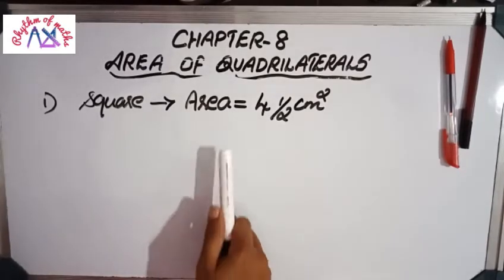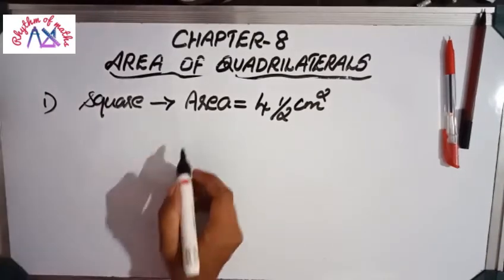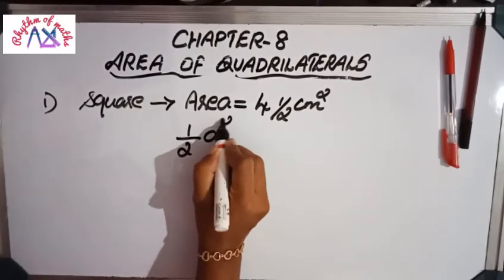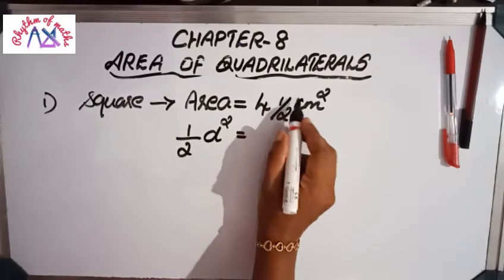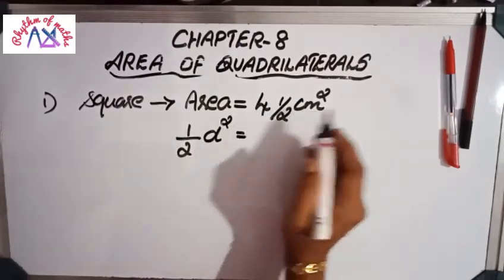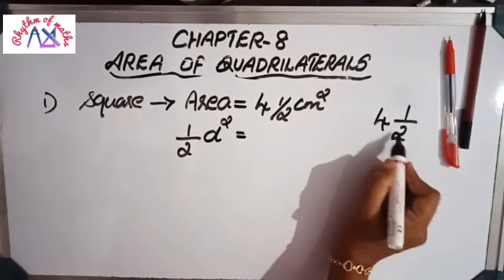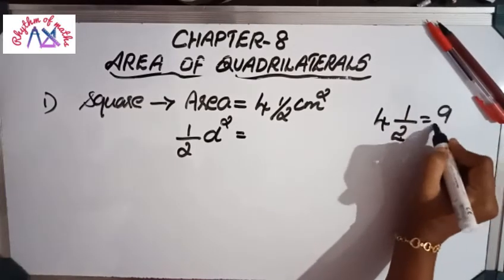Here the side is not possible to find. So let's consider the area equation as half d square, and find the diagonal. So 4.5, this is a mixed fraction. Let's write it as a simple fraction. How will we write 4 1 by 2 as a simple fraction? 4 2s are 8, 8 plus 1 is 9. That is 9 by 2.